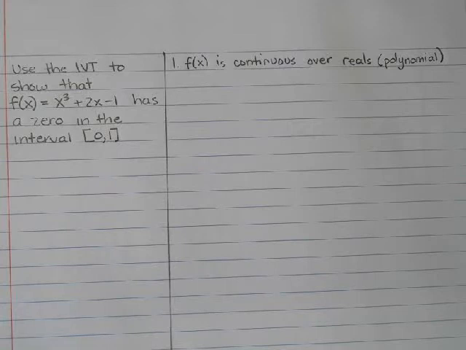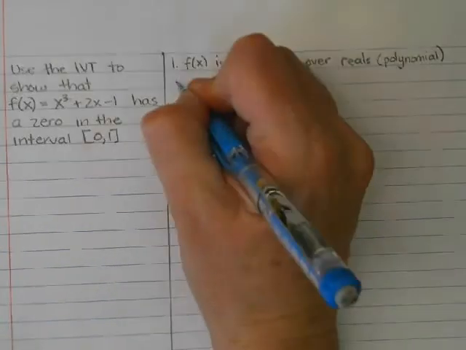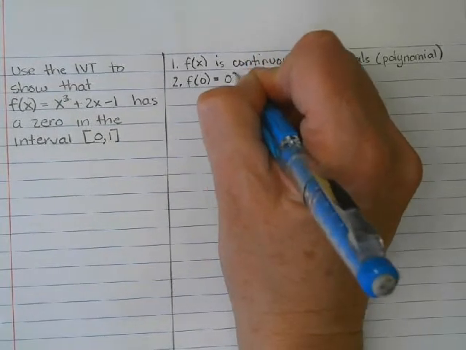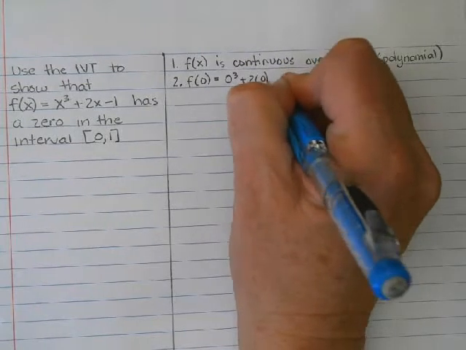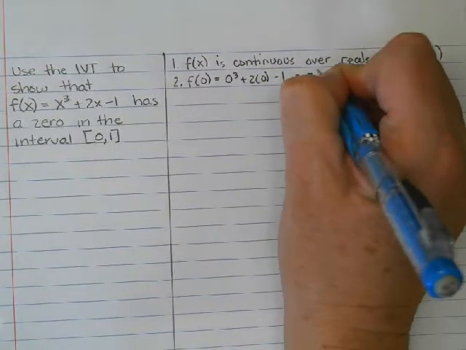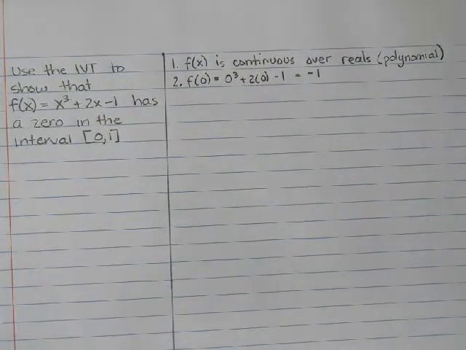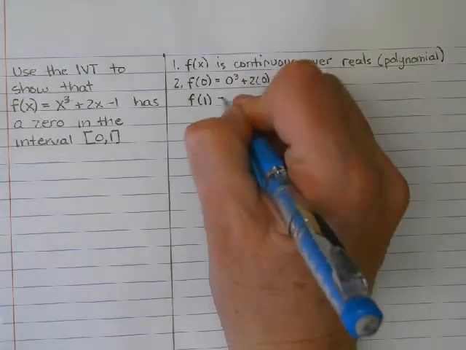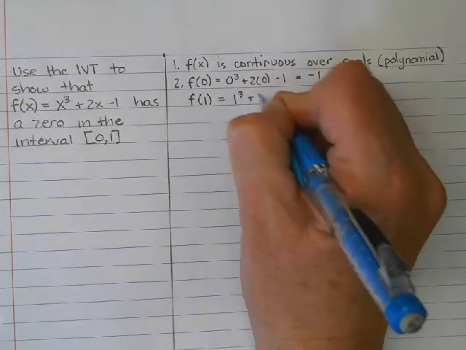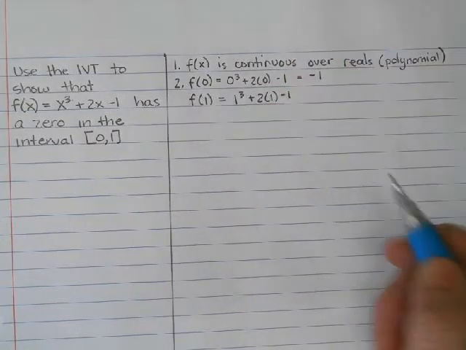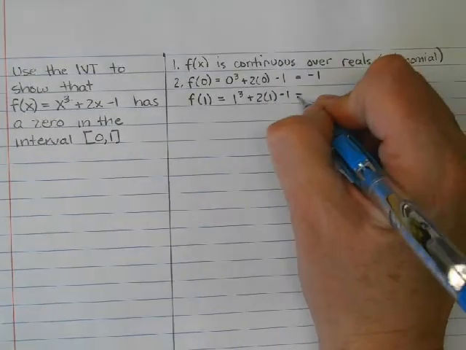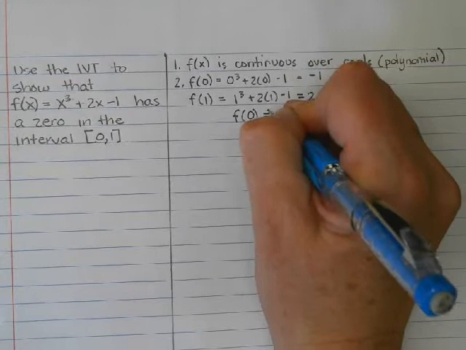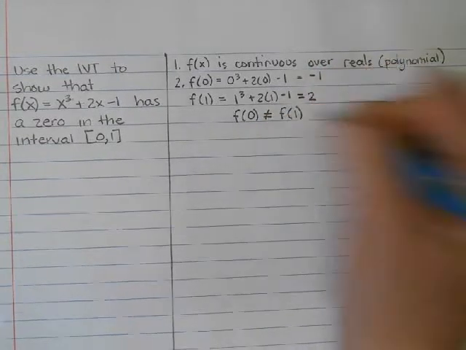Okay, we had to make sure that the endpoints weren't the same. So f of 0, let's see, that's 0 cubed plus 2 times 0 minus 1 is negative 1. And f of 1 is 1 cubed plus 2 times 1 minus 1. That's going to equal 2. Okay, my conclusion, f of 0, because this is the thing that I had to show, does not equal f of 1.